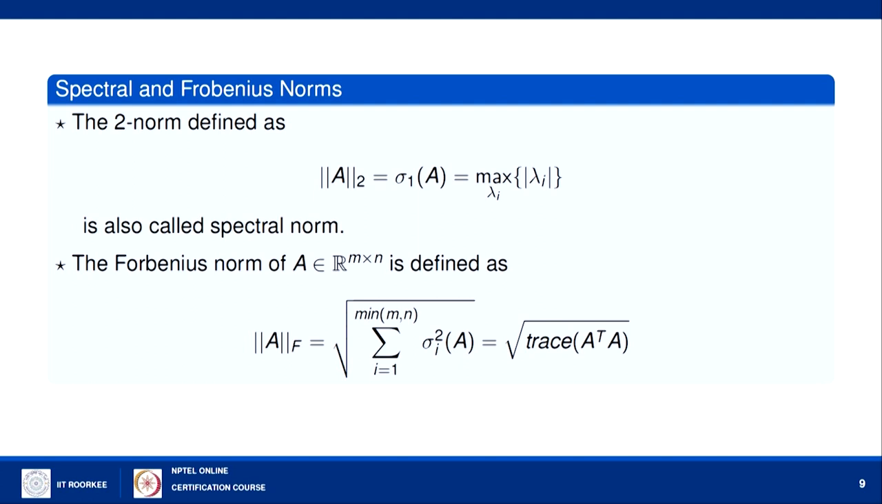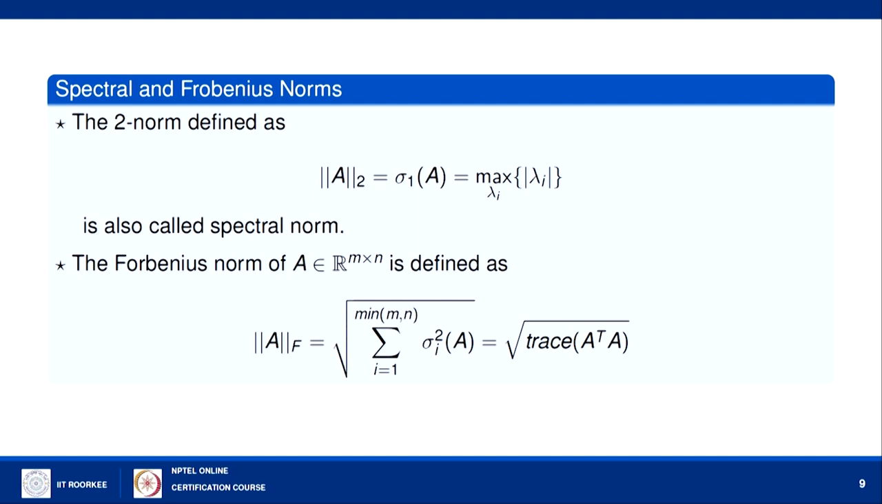We also have the Frobenius norm of the matrix A, and the Frobenius norm is just the square root of the sum of the squares of the singular values, and that is just the square root of the trace of A transpose A, as I am giving here. So, these are different norms which we define over a matrix, and all these norms have their own importance, as we will see later.